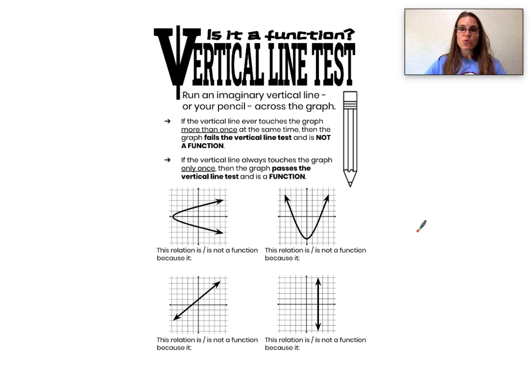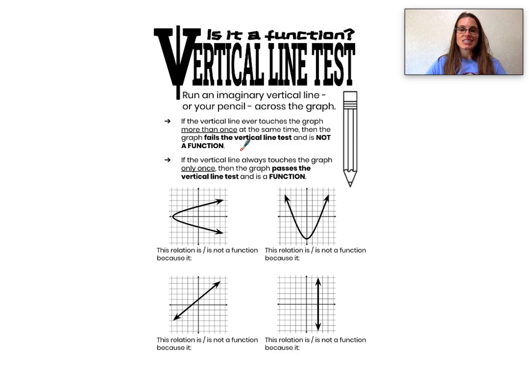For relations that are represented with graphs, there's a particular tool that we can use to determine if the relation is a function. This tool is called the vertical line test, and it can be used to determine if any graph is a function. All of the graphs on this page are continuous, but the vertical line test works even if the graph is discrete, meaning it consists of unconnected ordered pairs.